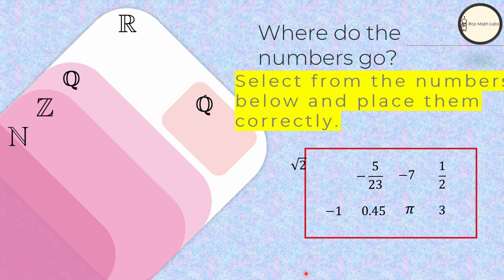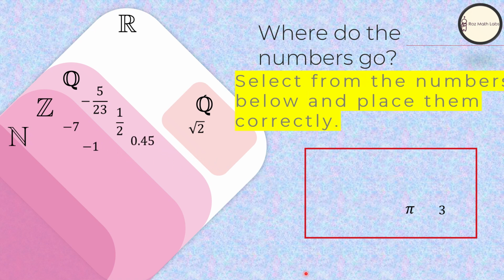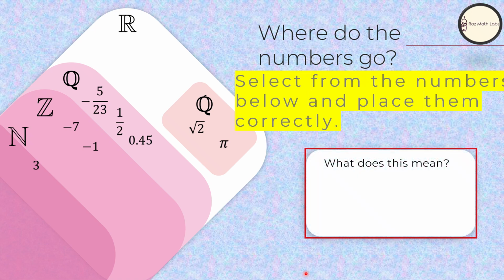Root 2: yes, it is irrational. 5 upon 23 is rational. Negative 7 is an integer. Half is rational. Negative 1 is an integer. 0.45 is rational. Pi is an irrational number. And 3 is a natural number. I hope you have got this.